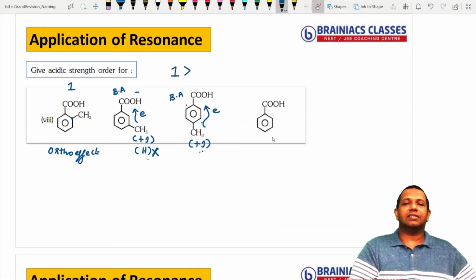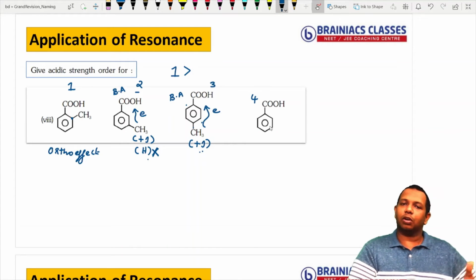I can say next comes benzoic acid. Here nobody is destabilizing it. So I can say after the first one, who will come? The fourth one will come. This is the second one and third one. Because why are second and third not coming? Because in the second and third one, destabilization happens. Here no stability or no destability.